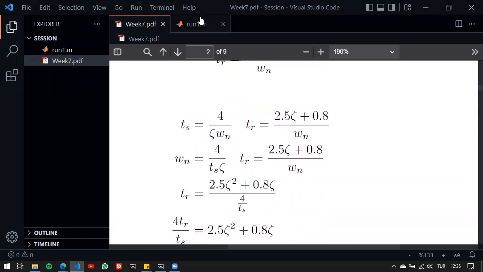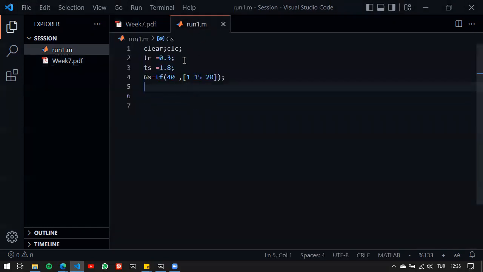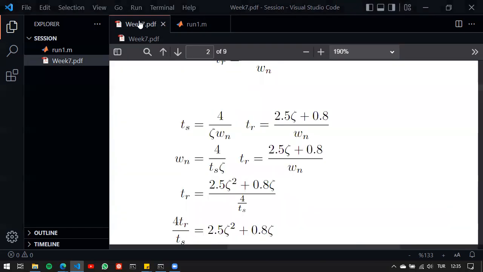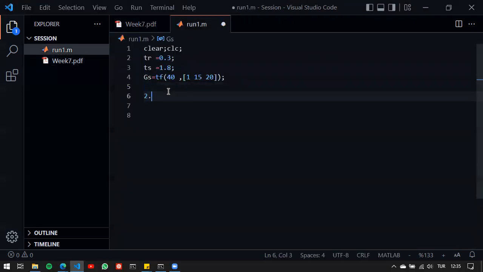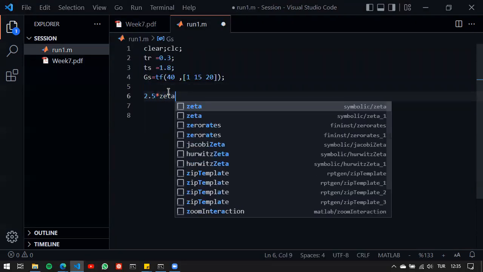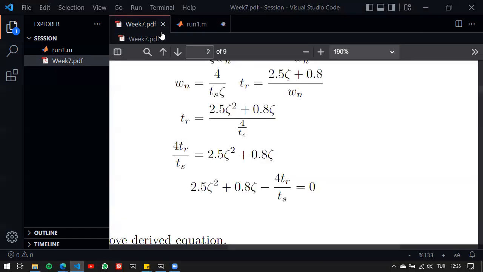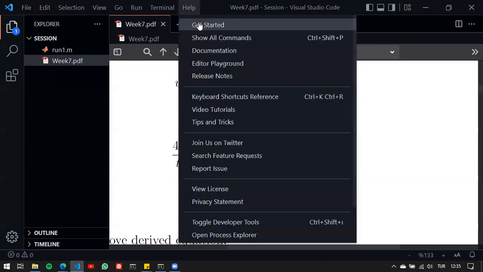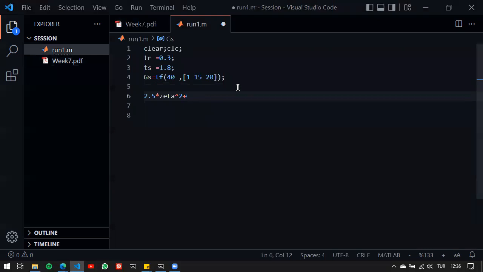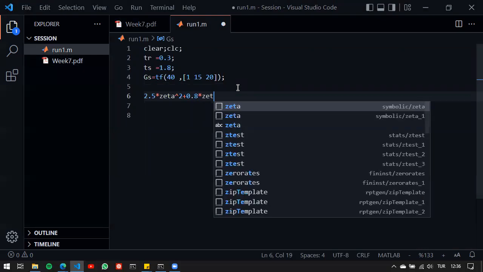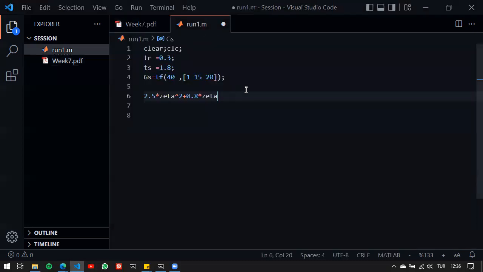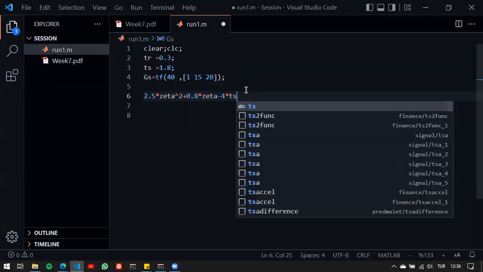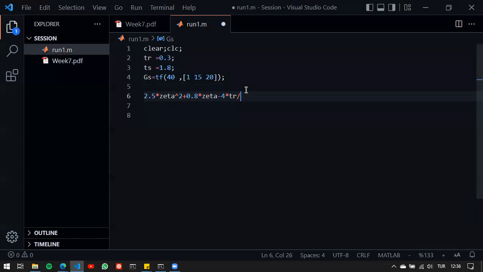So let's do that. I have already defined rise time and settling time requirements here, and we have the transfer function. So the equation was to look for 2.5 times zeta squared plus 0.8 times zeta. What else do we have? Minus 4 times Tr divided by Ts.